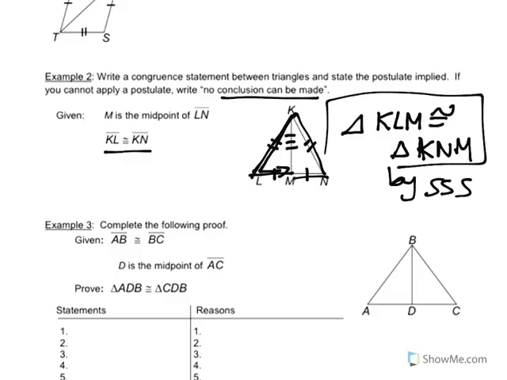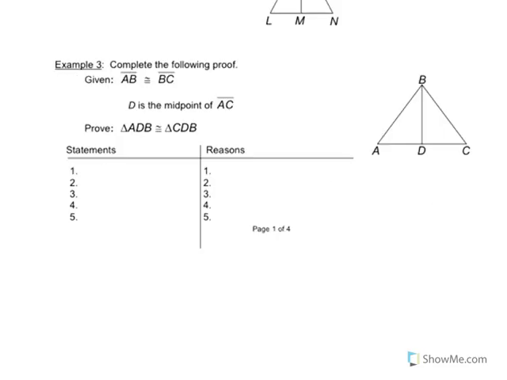Okay, now let's look at example 3. Okay, on example 3, it says complete the following proof. Given AB is congruent with BC, so let's mark that AB is congruent with BC, and D is the midpoint of AC, prove that triangle ADB is congruent with CDB. Okay, so now let's think about this. If we have a midpoint, what do we know about a midpoint? What statement can we say as a result of a midpoint? We get two congruent segments.